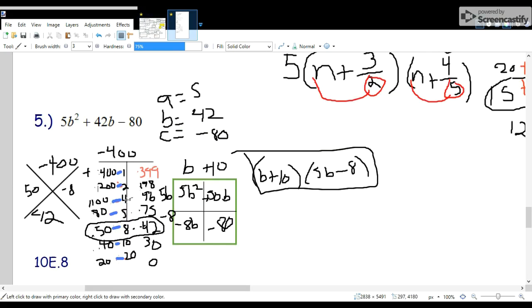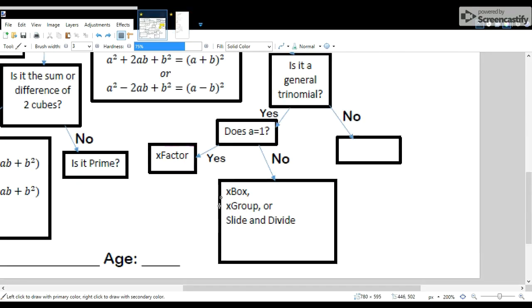Now, of course, if you write out your table, you can't find any factors that work, and you're pretty sure that you've checked all of them, it could always be prime.